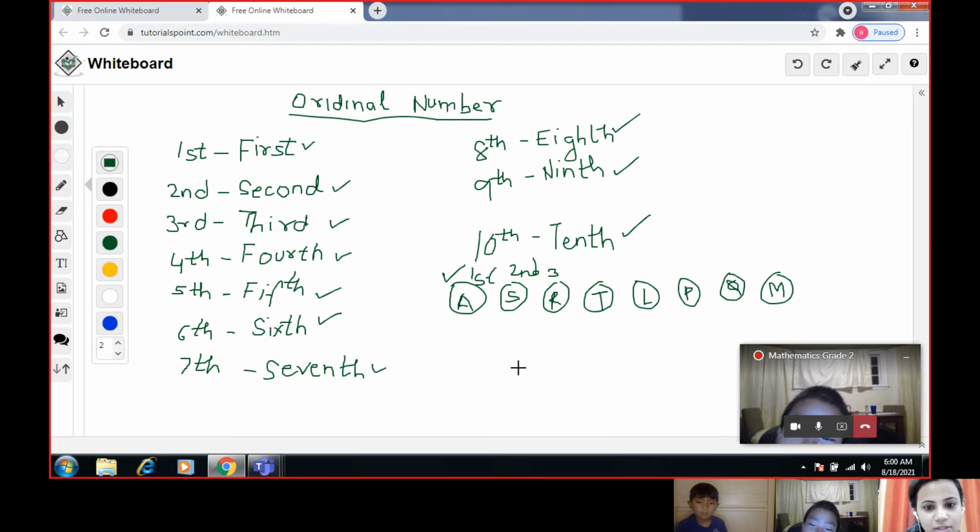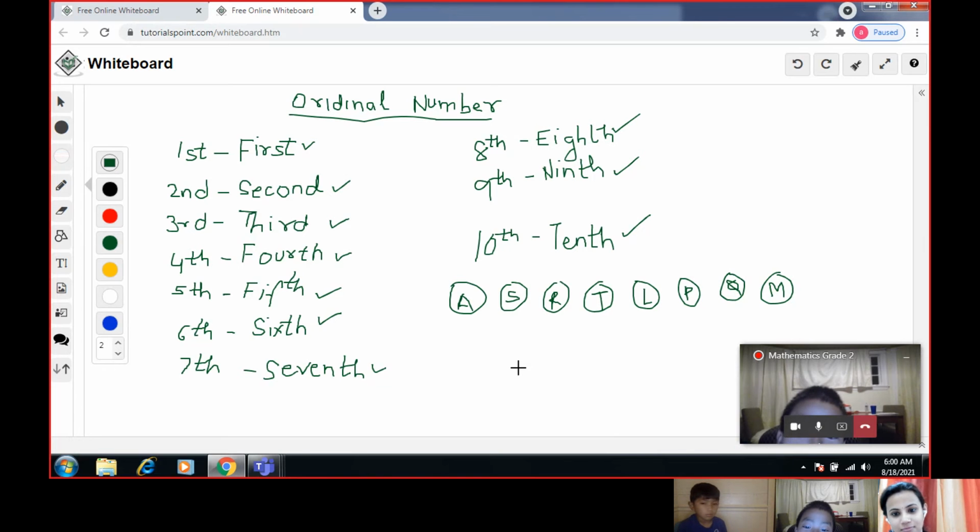Now tell me which alphabet is there in the fourth place from the right. Fourth is from the right side.